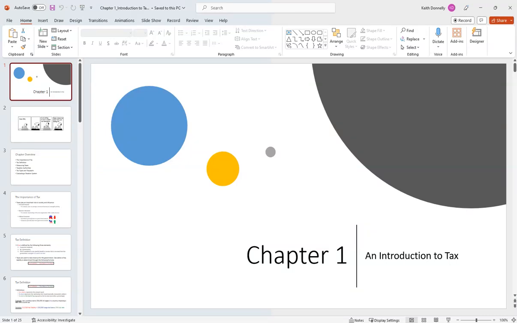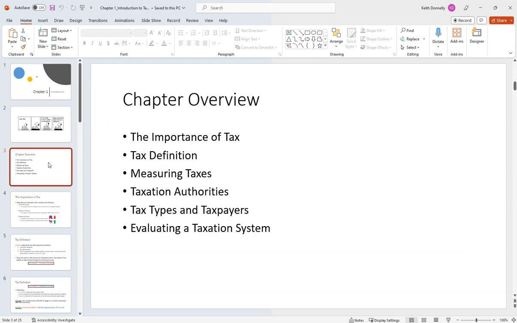Okay, hi everyone. This is going to be the summary lecture for chapter 1. We're going to be looking at the first half of the PowerPoint here. So, what are we looking at in this chapter? Why do we care about tax? How do you define a tax? The different types of taxes, the different types of taxpayers, how you would evaluate a tax system.